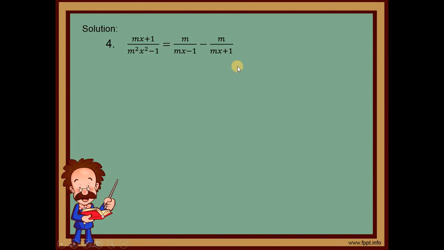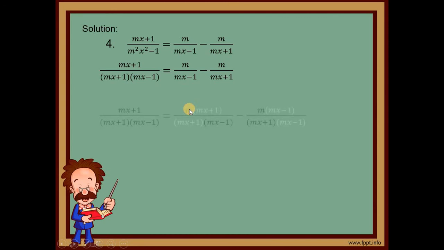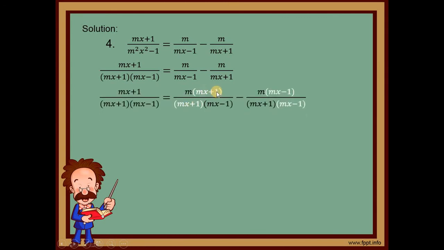Number 4, notice na itong m squared x squared minus 1 is the same thing as mx plus 1 times mx minus 1. Okay, so same denominator tayo. Multiply natin to by mx plus 1, yung kabila mx minus 1. Next, combine the numerators. Simplify natin. Collect natin lahat ng mayroong variable x and yung constant sa kabilang side. So, yung lahat ng may variable x, dito ay mayroong m.